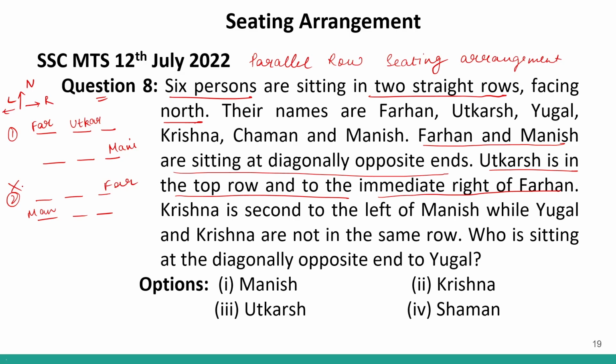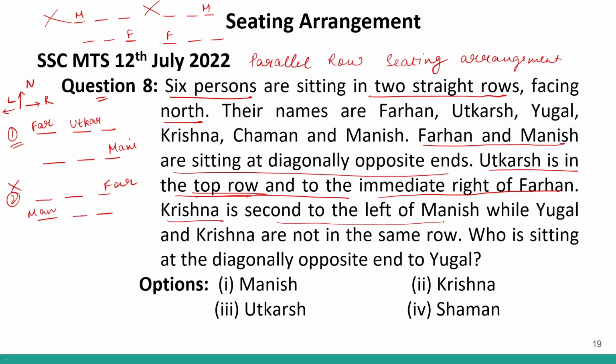Okay. Now, one more thing to remember. In this particular case, I assumed that Farhan is at the top and Manish is at the bottom. We can actually have two more possibilities: Farhan is over here and Manish is over here, and Farhan is over here and Manish is over here. So these possibilities are also possible. But it is given to us that Utkarsh is in the top row to the immediate right of Farhan. Therefore, these are nullified. These are not usable anymore. So this possibility we will stick with.